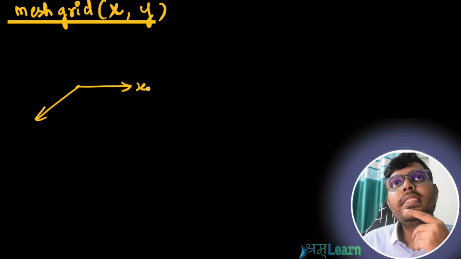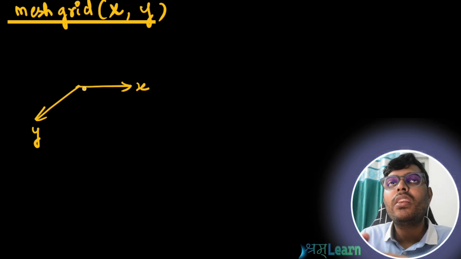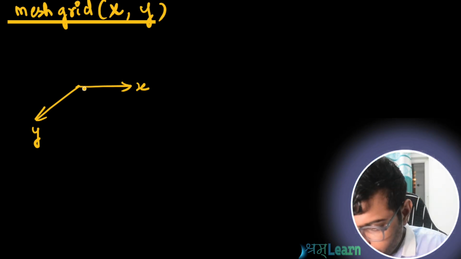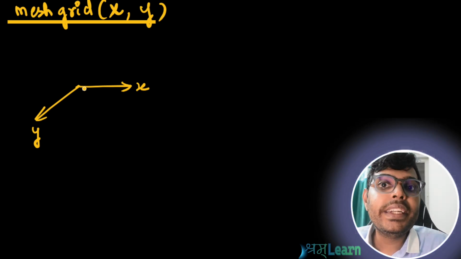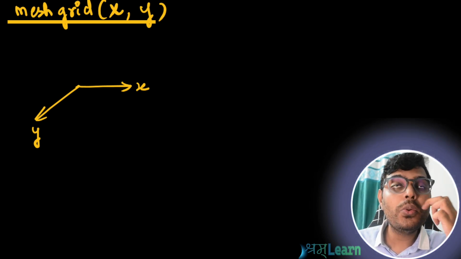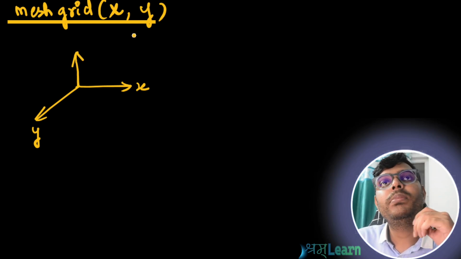let us say this is the x axis, this is the y axis. A coordinate matrix essentially gives the x coordinates and the y coordinates, so that we can compute a function of two or more than two independent variables.